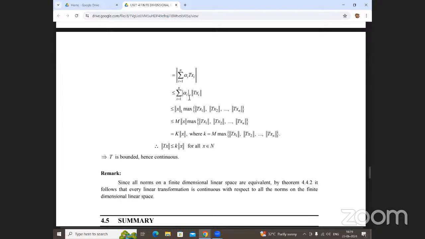This value is represented as norm x1 times the maximum of norm Tx1, norm Tx2, up to norm Txn. The norm x cannot exceed capital M times norm x, so replacing that, it is k times norm x, where k equals capital M times the maximum of norm Tx1, and so on up to norm Txn. Finally, norm Tx is less than or equal to k times norm x. So capital T is bounded and continuous.